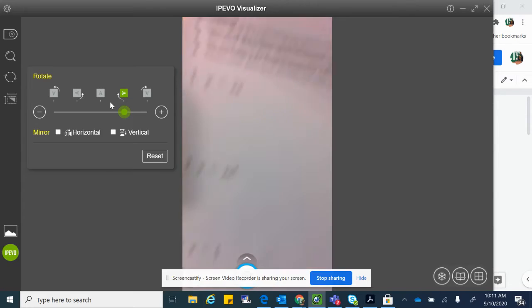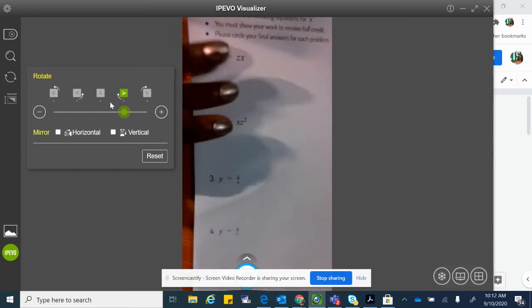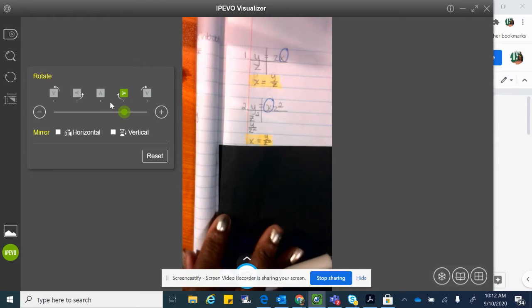Problem number 3 was y equals z over x. Okay. So this one, z is being divided by x, and so x is the denominator, and so we're going to have to get that x out of the denominator, and we're going to have to multiply the x on both sides. So this is a couple step problem.